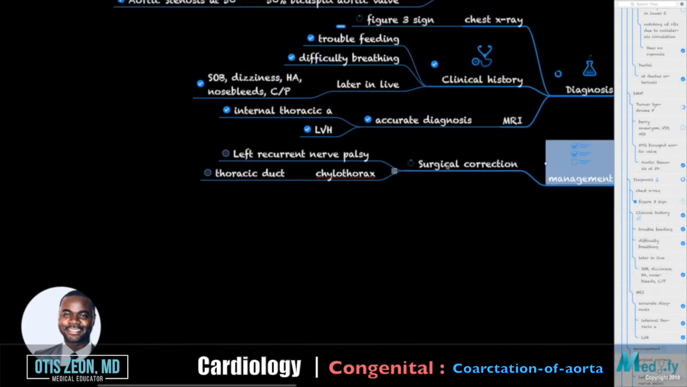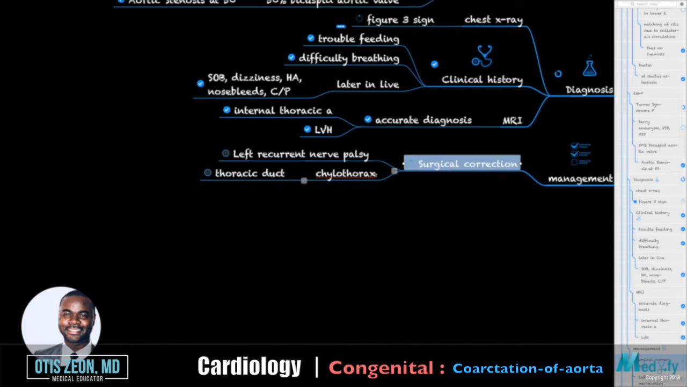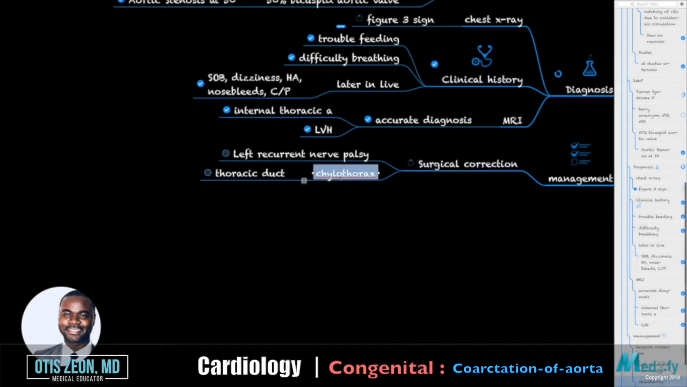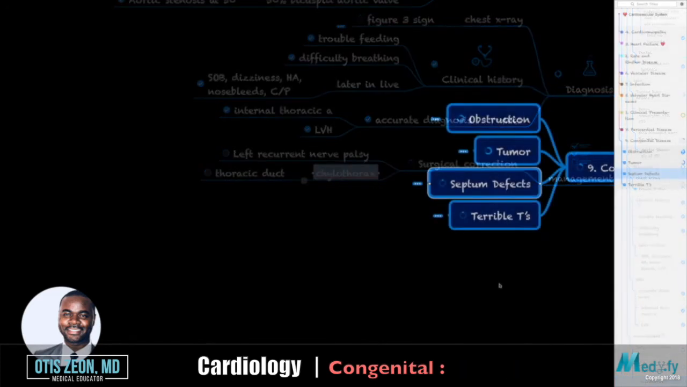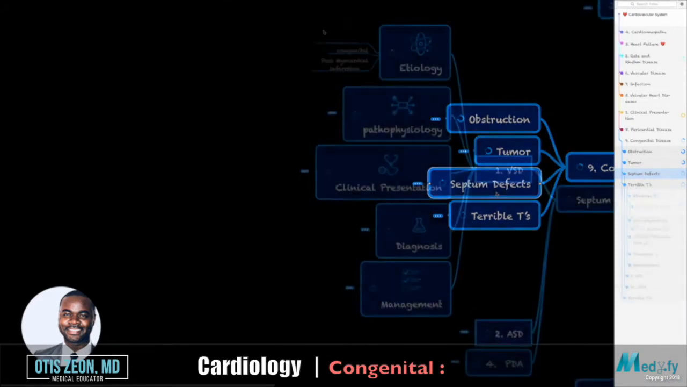Now, the association with management is the fact that it may lead to left recurrent laryngeal nerve damage, which can cause vocal problems, or it can lead to a chylothorax, which basically means that lymph will be dumping inside of the thoracic area. Recall that the thoracic duct is around the same area where you can see the ductus arteriosus. Next, we're going to continue and talk about the septal defects.